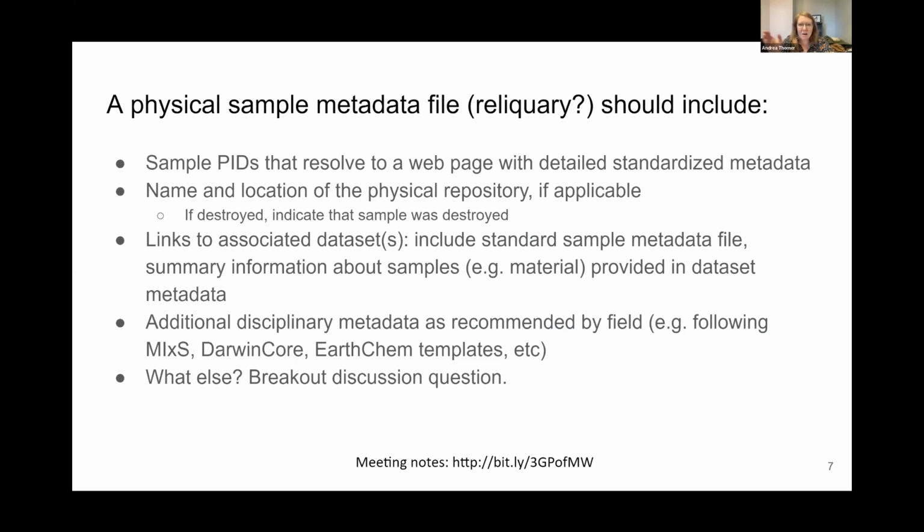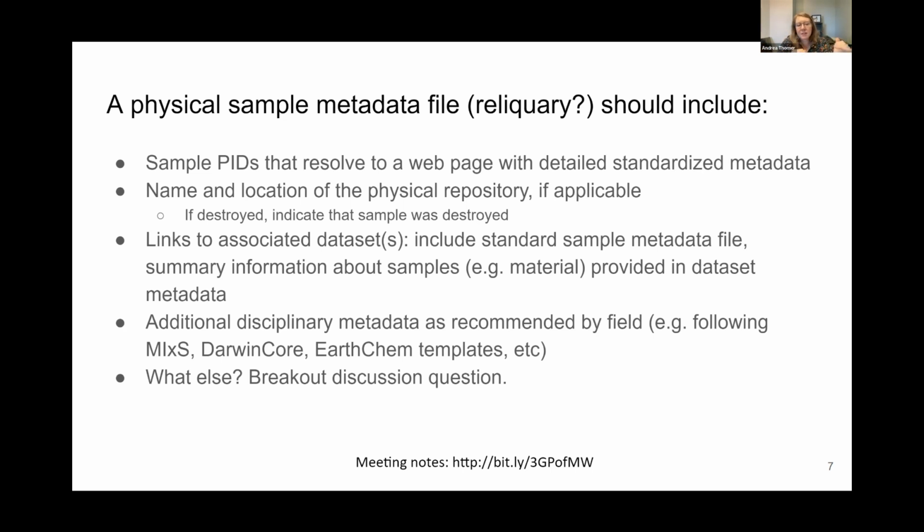Our guidelines so far: when you cite a sample, you need to include some metadata, whether that's metadata embedded in a bibliographic reference or metadata in a separate file. We'll get to our questions around that in a second. But so far, we think that a reliquary or a metadata file should include sample identifiers, ideally that resolve to a web page with detailed standardized metadata, and the name and location of the physical repository for the samples, if applicable. If the sample was destroyed, ideally you should still have an identifier, and we can get into that, but we should indicate that the sample was destroyed in analysis. It should also include links to associated data sets. And if there are associated data sets, those should also include sample metadata identifiers in them.